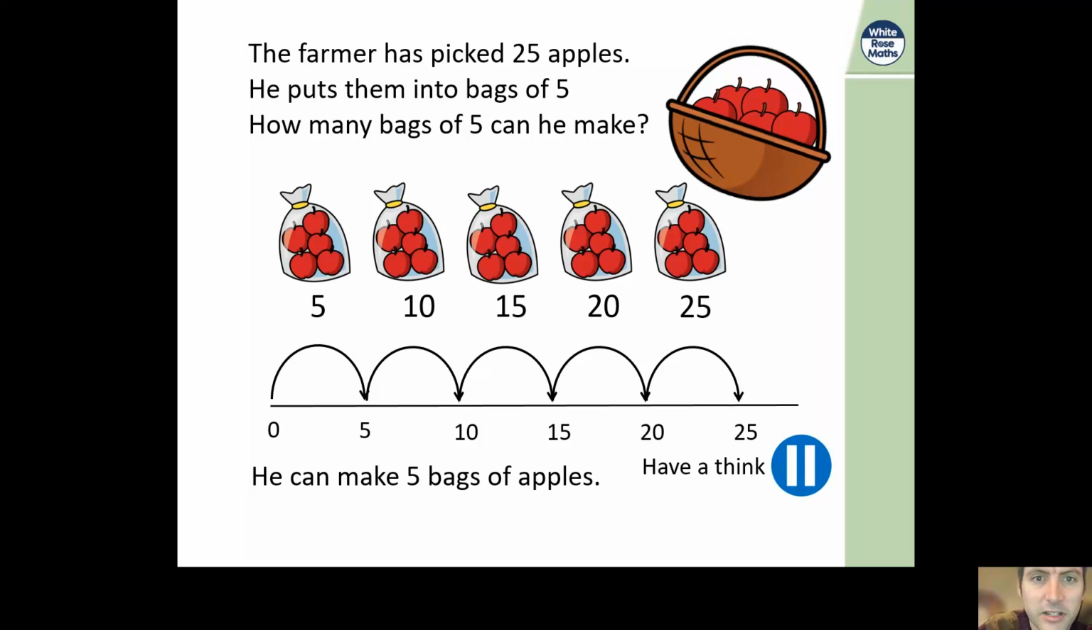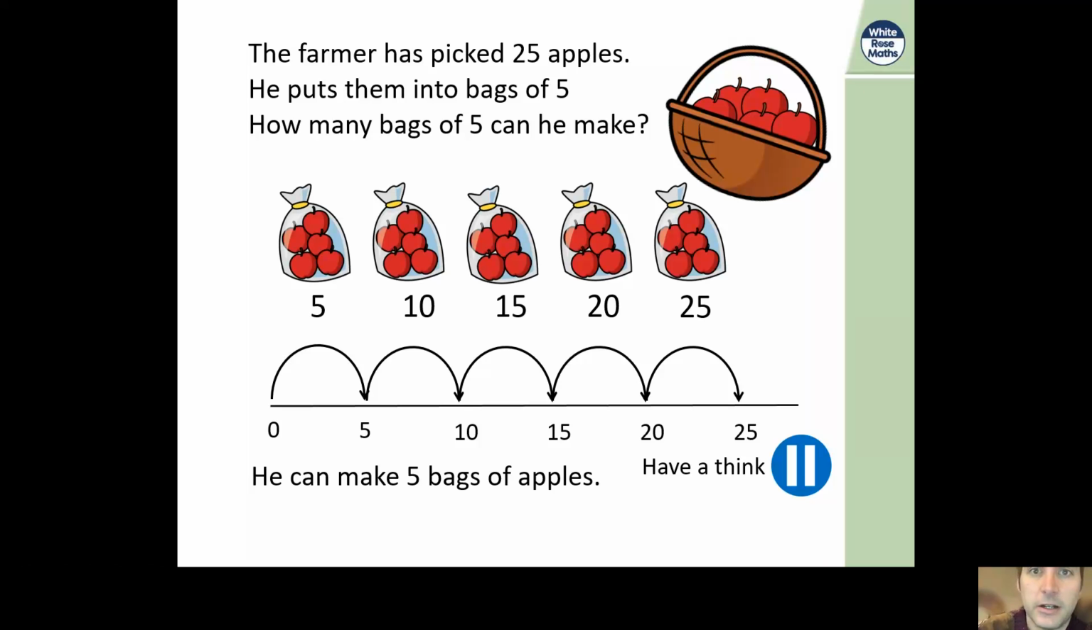Okie dokie, guys, let's do it together. So he's got 1 bag of 5, so that's 5. And then he's got another bag of 5, so that's 5 and 5, which we know is 10 because we know our number bonds. And then we've got a third bag of 5, so he's got 10 apples with that second bag, and now 5 more, which makes 15. Well done. And then we add another bag of 5, and we end up with 5, 10, 15, 20 apples in total. And then we add 5 more, so we end up with 5 bags in total. So he makes 5 bags of apples.